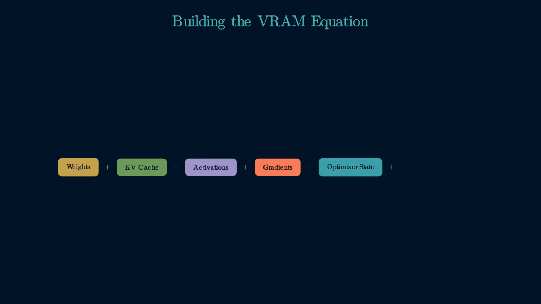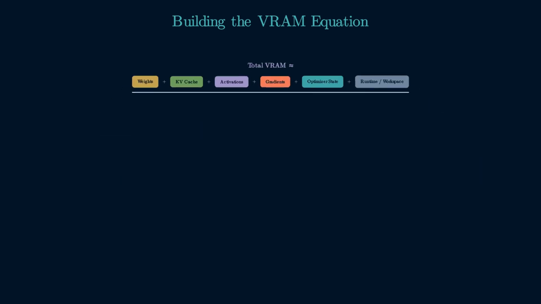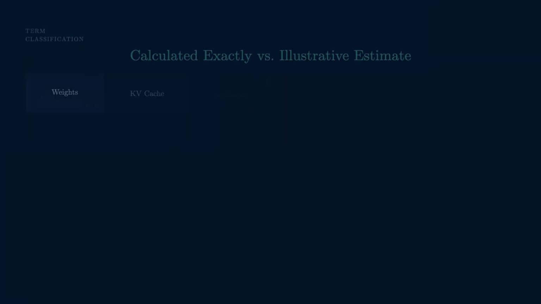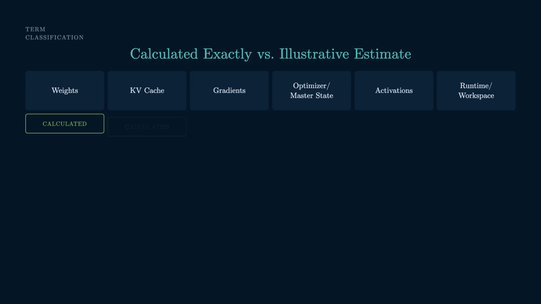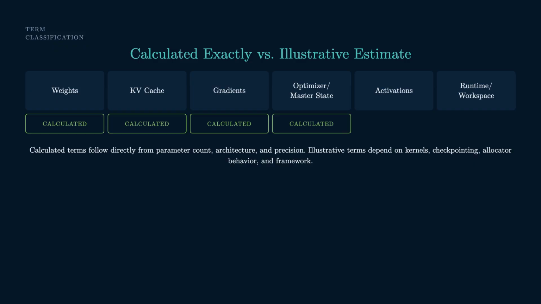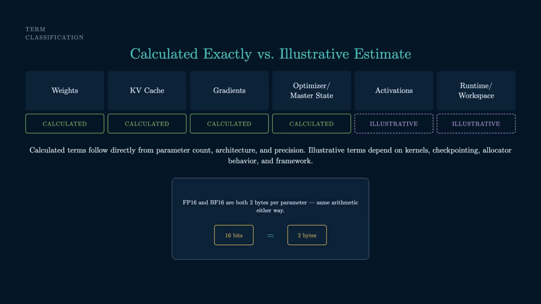Total VRAM is a running sum: weights, plus KV cache, plus activations, plus gradients, plus optimizer and master state, plus runtime workspace. Keep this strip in mind, because every case we look at is really just one of these terms swelling up. Some of these we can calculate exactly. Weights, KV cache, gradients and optimizer state all follow from parameter count, architecture and precision. Activations and workspace are illustrative estimates, since they depend on kernels, checkpointing, and the framework. And FP16 or BF16, it's 2 bytes per parameter either way.